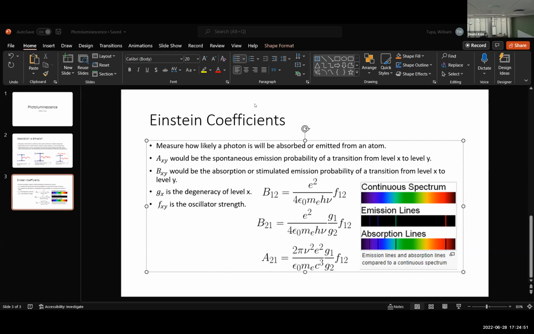One thing that I would like to mention that confused me at first is that the e squared is the charge of an electron and not Euler's number squared. That confused me for a little bit.